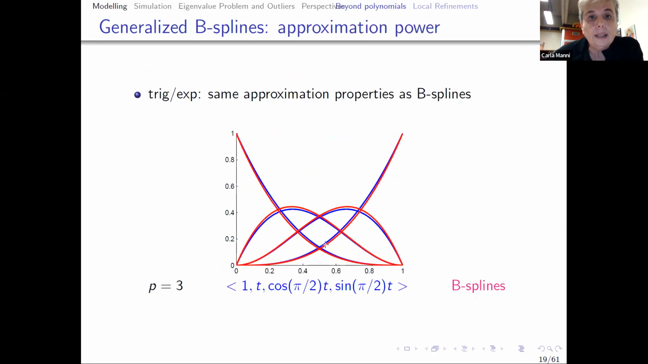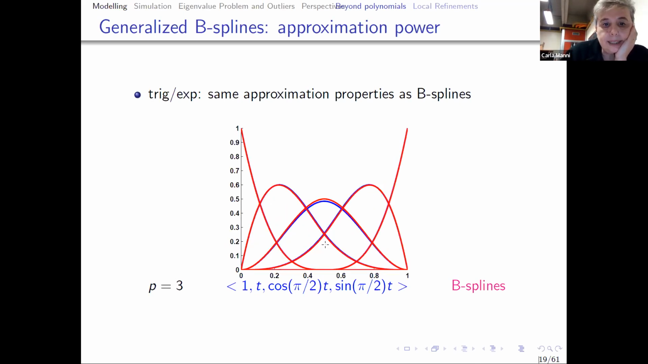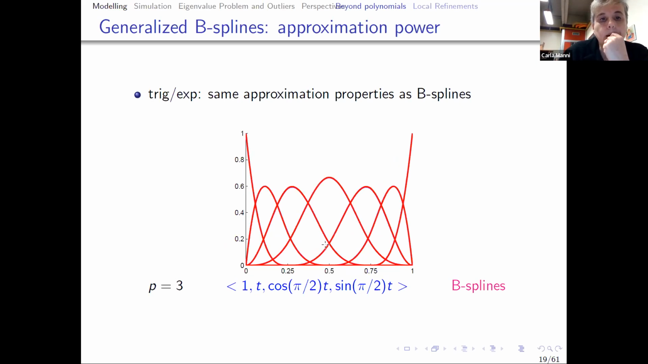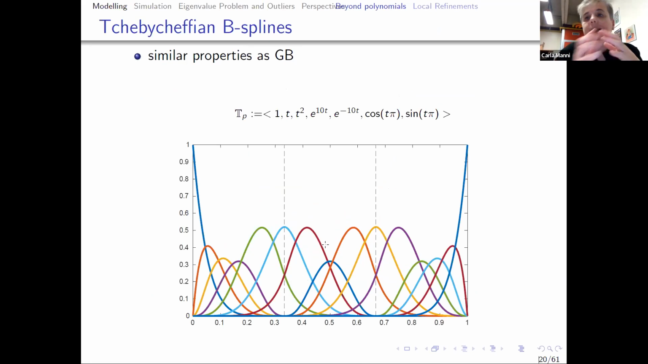If I removed this caption, probably no one would see any difference between this and the standard B-splines. Here is another example in the trigonometric case. What is nice is that, at least for generalized B-splines, you can always combine different spaces in different segments. So you can combine exponential, trigonometric, and simple polynomial. This gives you quite a lot of flexibility in your representation.